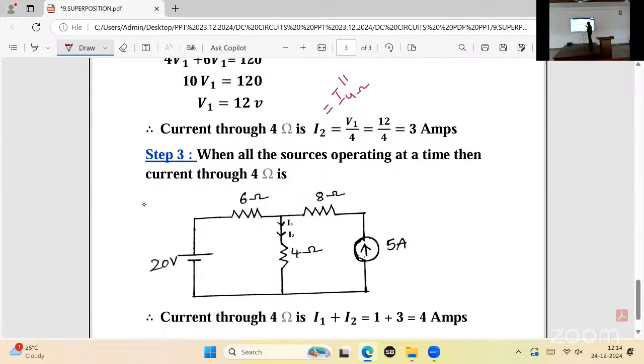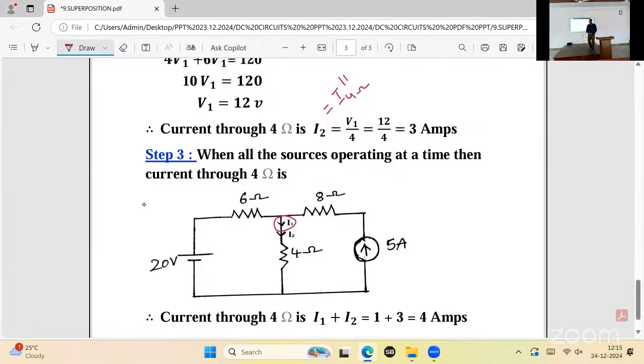When 2 sources are running at a time, what is the current through 4 ohms? This is the question. The answer is step 1. What is the current? See the direction in step 1. Downward or upward? I1 is equal to I4 ohm because of the 20 volt source. It is in the downward direction.